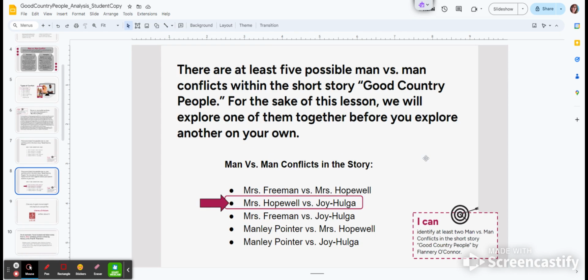So out of the fact that there are these 5 possible conflicts, just for the sake of this lesson and for the sake of time, you're going to be exploring one of them on your own. But for this lesson, I'm going to be exploring with you the man versus man conflict between Mrs. Hopewell and her daughter, Joy Hulga.